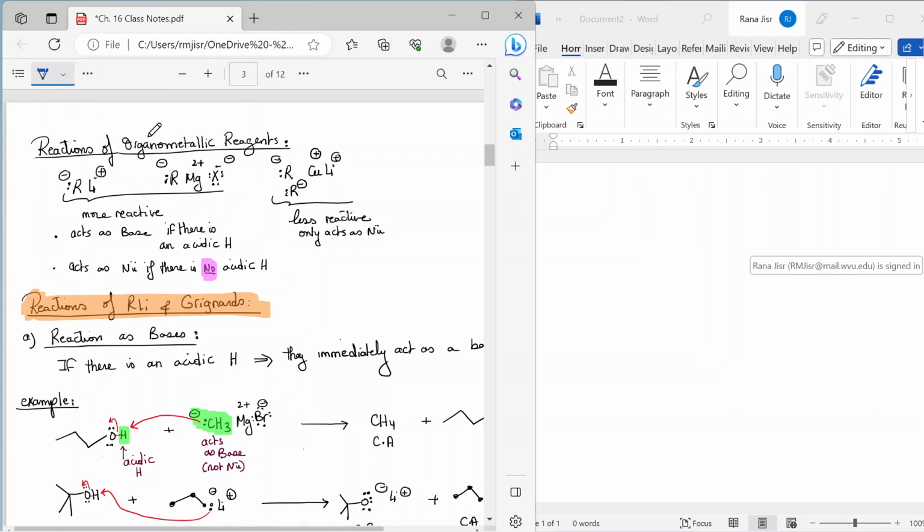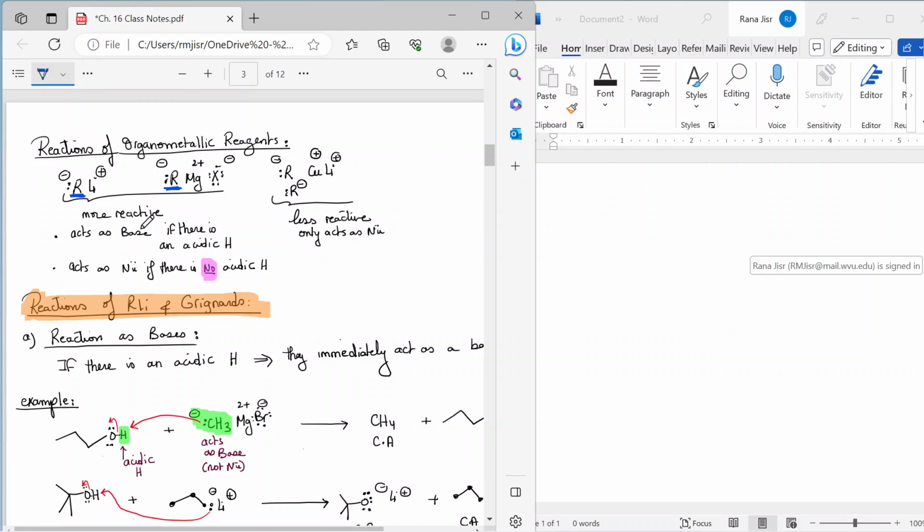The type of reaction for organometallic reagents depends on the actual carbanion that you are starting with. If you're starting with an alkyl lithium or a Grignard, those two are very reactive carbanions, and these carbanions can do a double job: they can act as a base, or they can act as a nucleophile. If they act as a base, then you're going to have an acid-base reaction. And if they act as a nucleophile, then you're going to end up having a nucleophile-electrophile reaction.